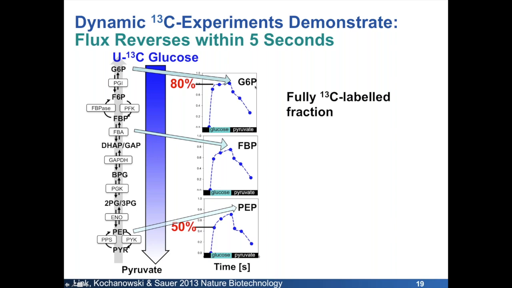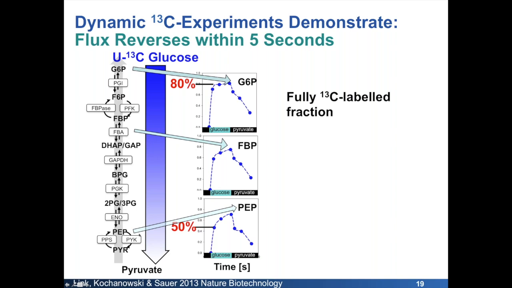Now we look at metabolites. So here's glucose 6-phosphate, and what you see on the y-axis is the fraction of fully C13 labeled glucose 6-phosphate. Initially that fraction is near 0, because it's natural abundance. And then within 5 seconds, already 70 to 80% of all the glucose 6-phosphate up here in glycolysis is fully C13 labeled. So clearly, glucose goes in very fast.